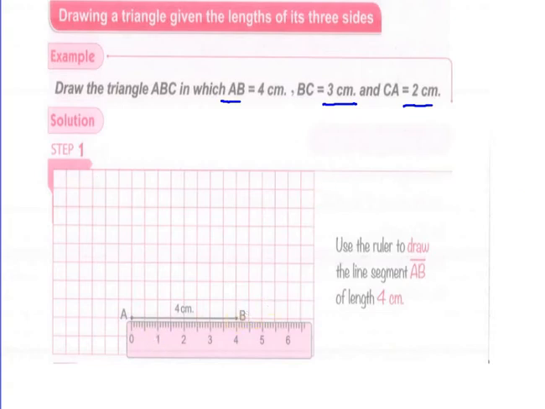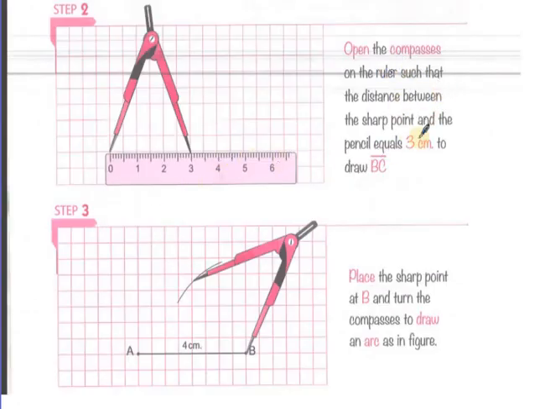Okay, and then I get my compass, and here the second one is BC, it's 3 centimeter. So I got my compass and my ruler, and I will measure from 0 to 3 here, 3 centimeter, and I put the needle here on B and make an arc. Okay, so this will be BC and equal 3 centimeter.